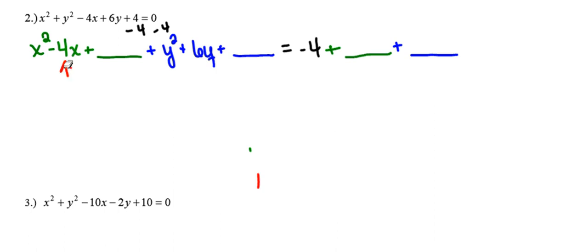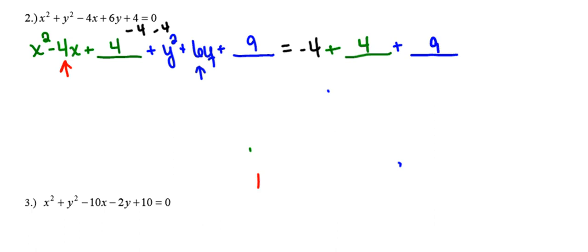So I'm going to go look there. Half of -4 is -2. When I square -2, I end up with 4, and that's the number that's going to go in the green blank on both sides. Half of 6 is 3. When I square it, I get 9, and that's the number that goes in the blue blank on both sides.